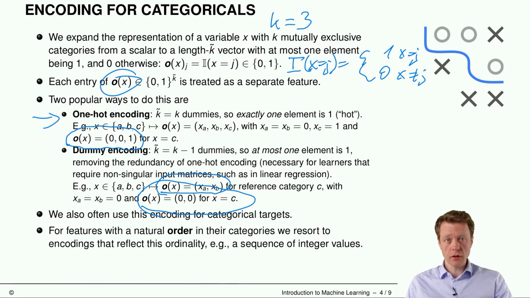And we can use this for encoding targets and features, doesn't really matter. For some features with a natural order in their categories, we can also use encodings that reflect this ordinality, for example, a sequence of integer values, but we will return to this when we need it.